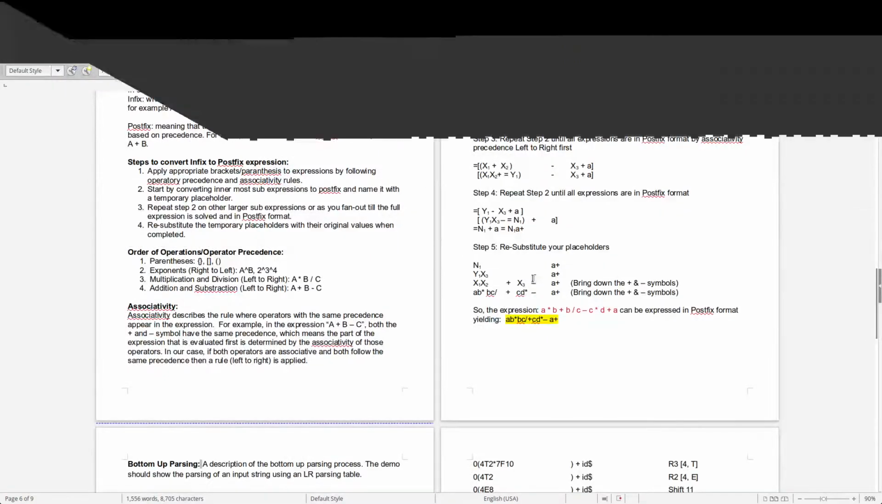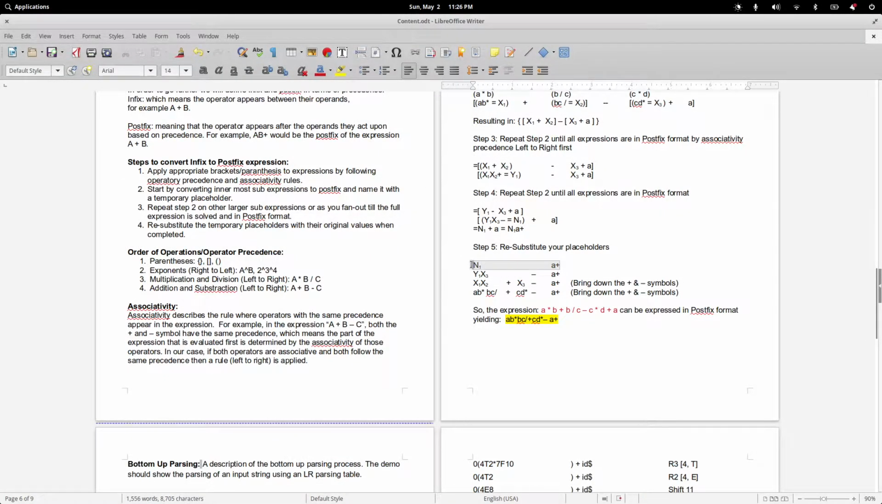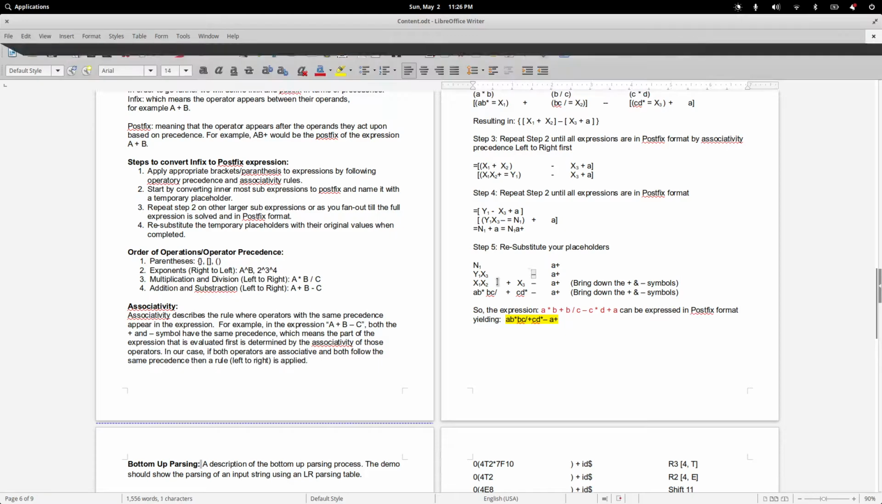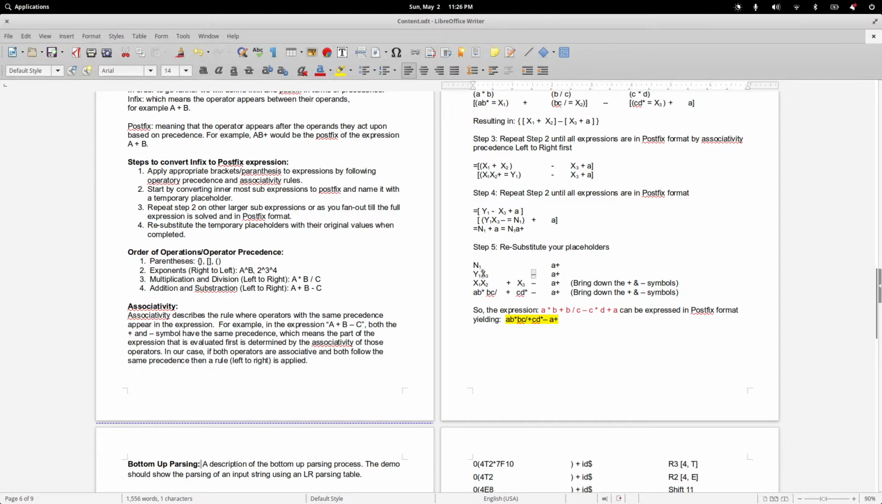Now in order to put everything back together again, we start on step 4, going back to the last step. We resubstitute everything, and so we know that N sub 1, I separated the two so you can see the operation, is actually Y sub 1 X sub 3 minus sign. So then we break that down. We replace that placeholder. Next we replace the Y placeholder.